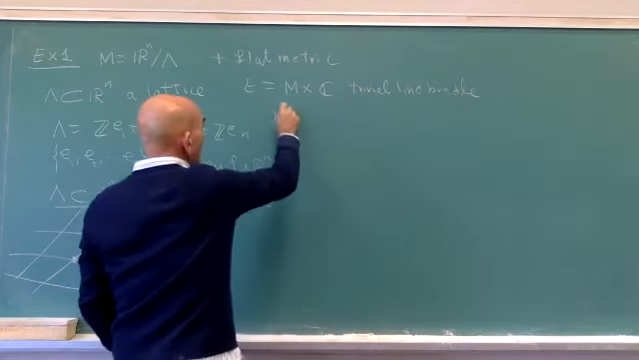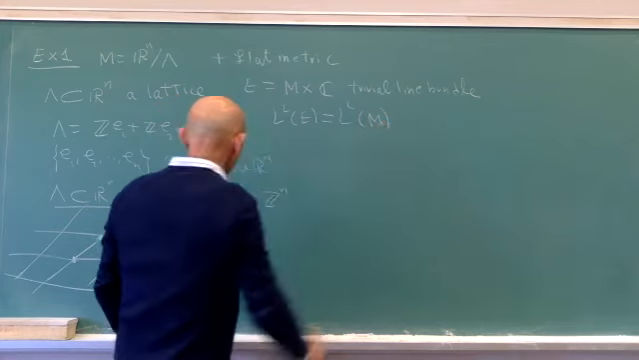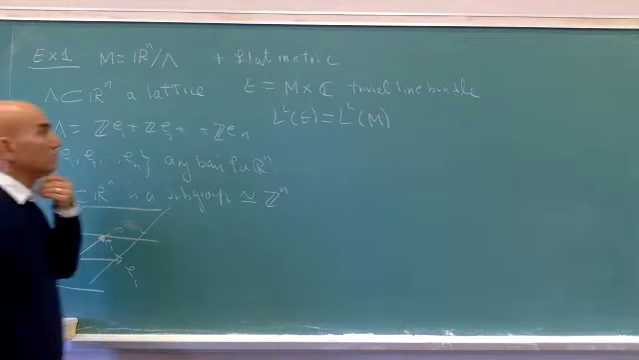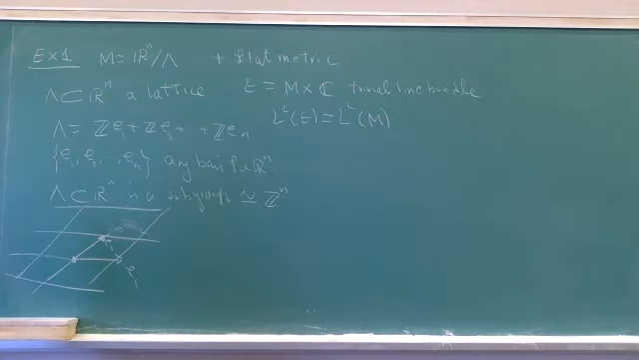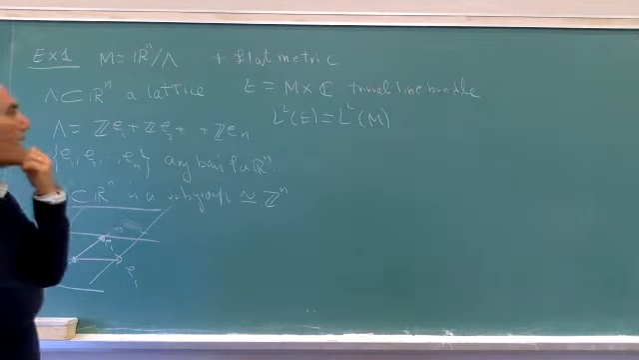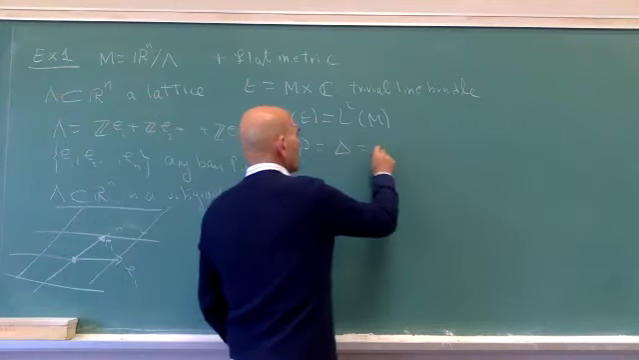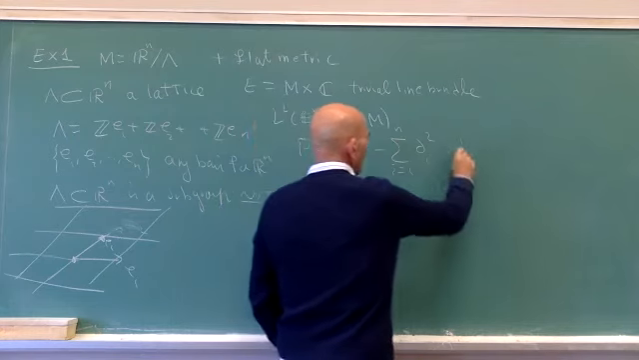So L2 of E is just L2 of M, okay, with respect to the Lebesgue measure, I guess. Well, let me just write L2. And then the Laplacian P is equal to delta, the Laplacian, which is minus the sum of the second derivatives. This is the Laplacian.